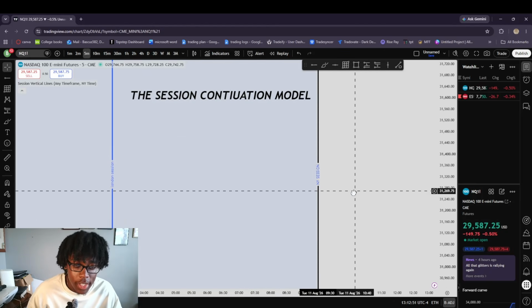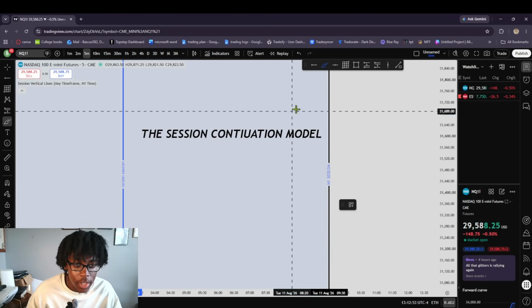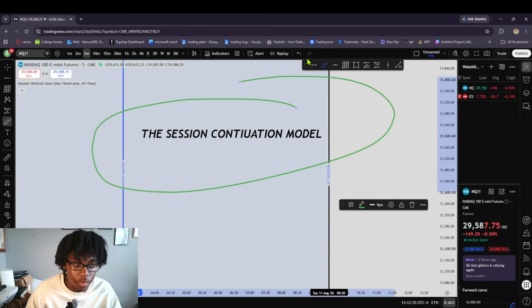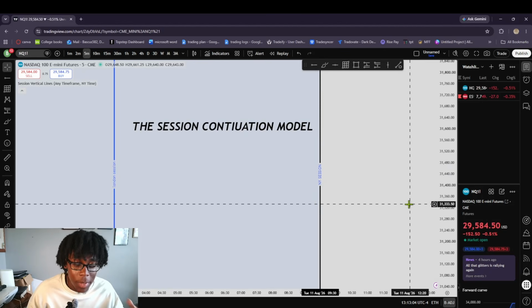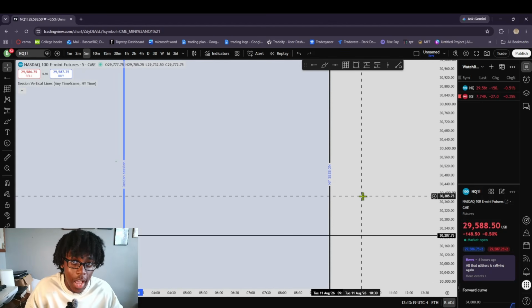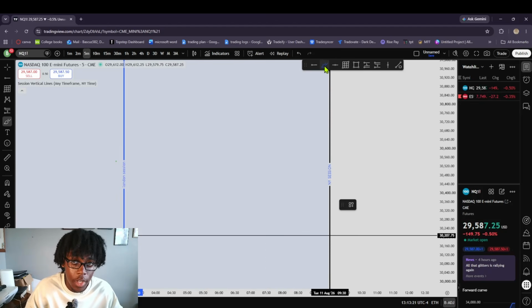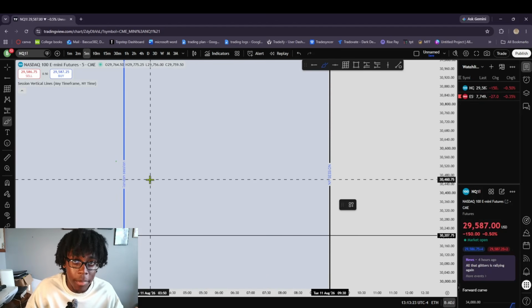And last but not least, guys, we have the session continuation model. If I'm being honest with you guys, this one is probably one of the most common ones out of the 3. And once again, I'll show you guys actual chart examples. So stay to the end of the video to see how you can map these out for yourself.